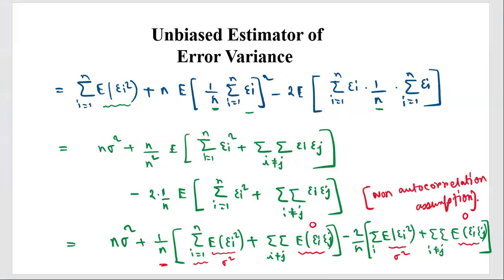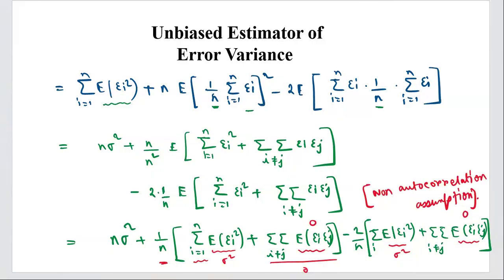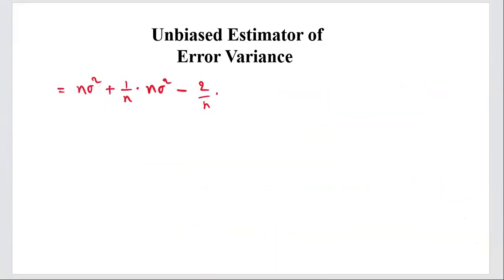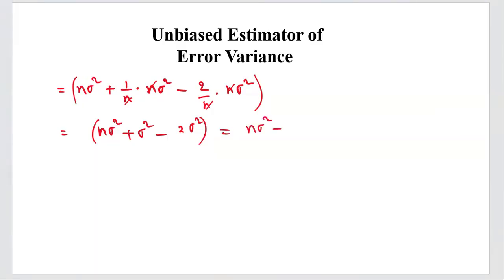And then what you have? This second term will be entirely 0. And then you have minus 2 upon n into again n sigma square, right? So this is what you have. Now you have to simplify. This n will go out, this n will go out. So n sigma square plus sigma square minus 2 sigma square. So that can be written as n sigma square minus sigma square. So this will be n minus 1. So what do you get? The first part that we started with is equal to n minus 1 sigma square.